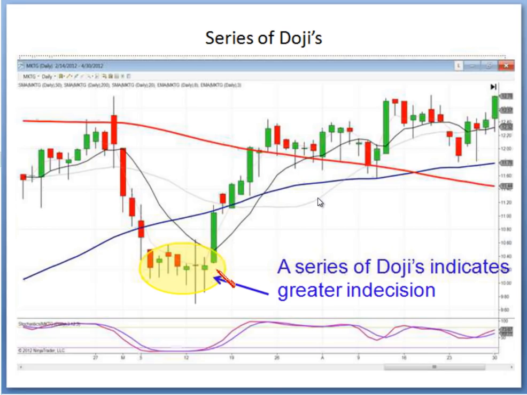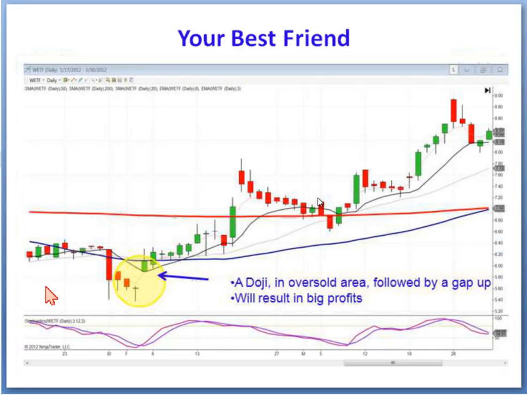So if I'm watching this and I start seeing them trading up on this day, I'm buying because it tells me they've made their decision. And then what do I want to see? I want to see if they close above the T line. After that, now you go into the rest of your simple trend analysis. This is what we call your best friend, a doji in the oversold area followed by a gap up.